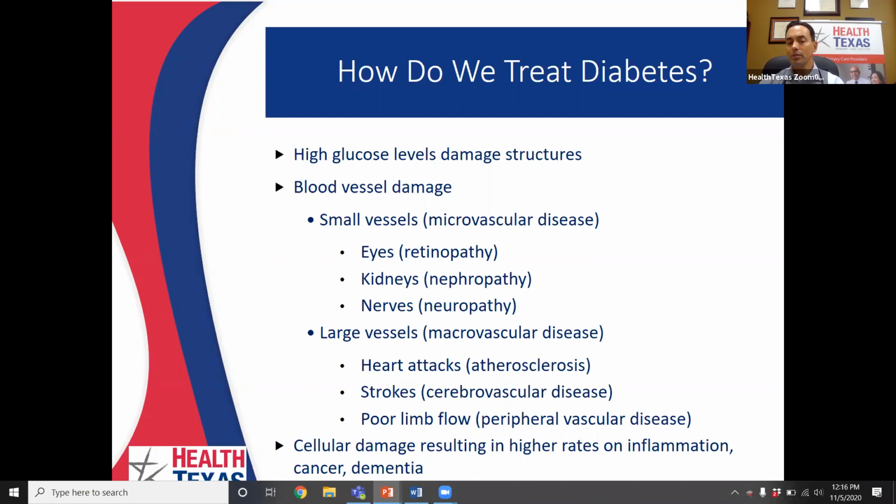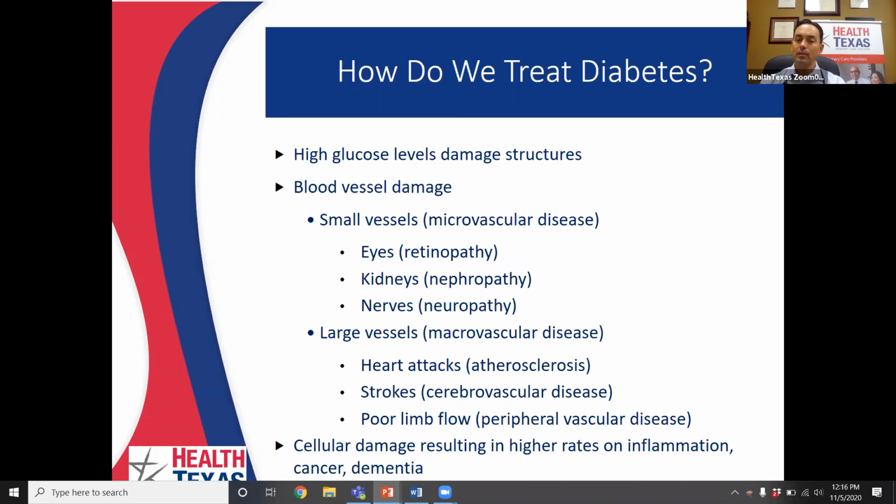But in terms of the blood vessels, we really break that down into two categories. Small vessels are what we call microvascular disease, and large vessels, which we call macrovascular disease. So the small vessels that can become damaged mainly seem to have problems in the eyes, the kidneys, and the nerves. We call that retinopathy, nephropathy, and neuropathy. And so we screen for damage to these organs, if you will, on a regular basis.